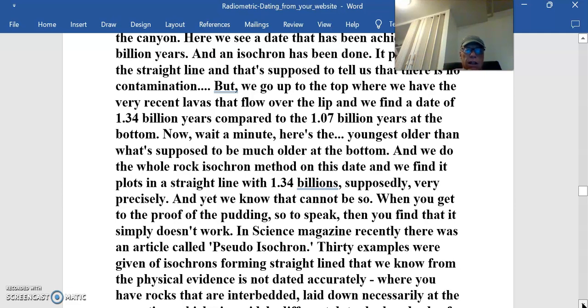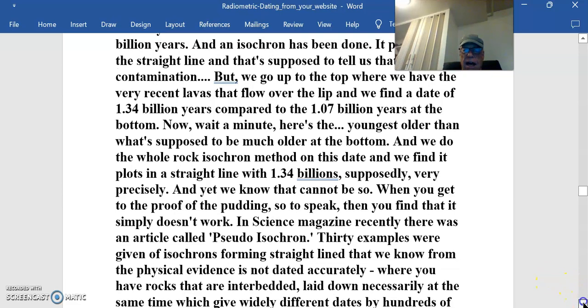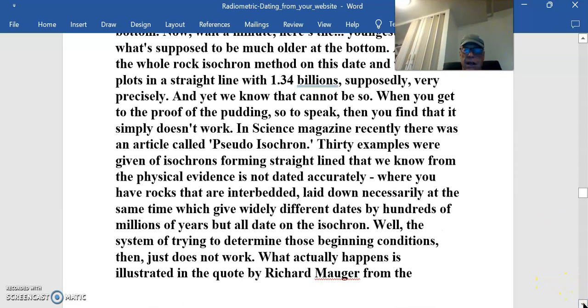Science magazine recently had an article called Pseudo-Isochron. Thirty examples were given of isochrons forming a straight line that we know from the physical evidence is not dated accurately, where you have rocks that are interbedded, laid down necessarily at the same time, which give widely different dates by hundreds of millions of years, but all date on the isochron. Wow. Well, the system of trying to determine those beginning conditions just doesn't work.